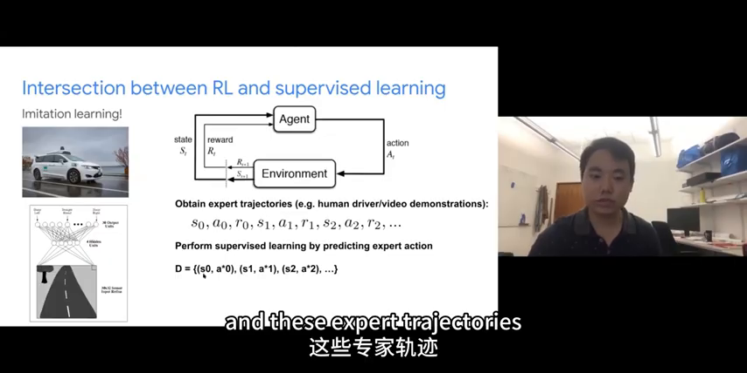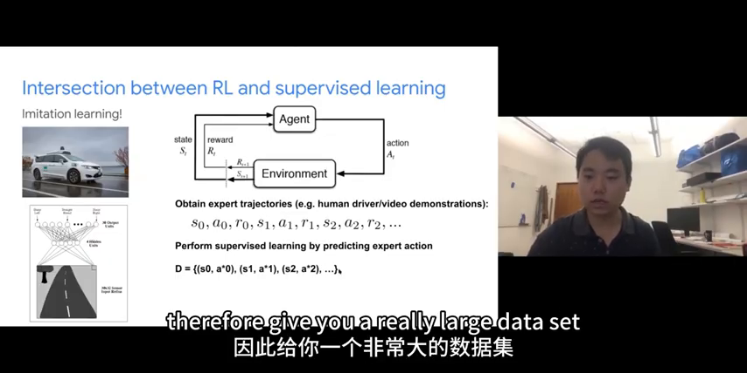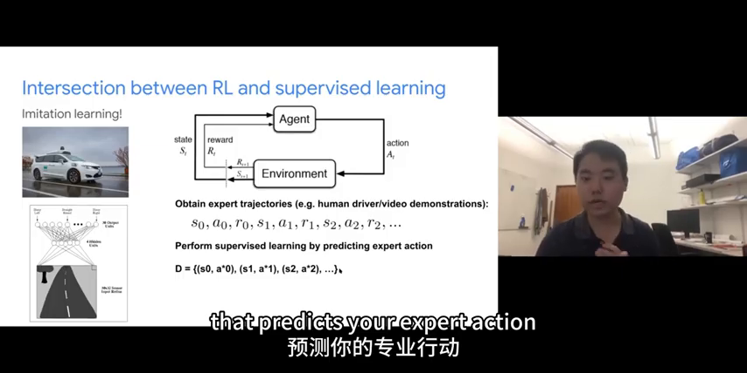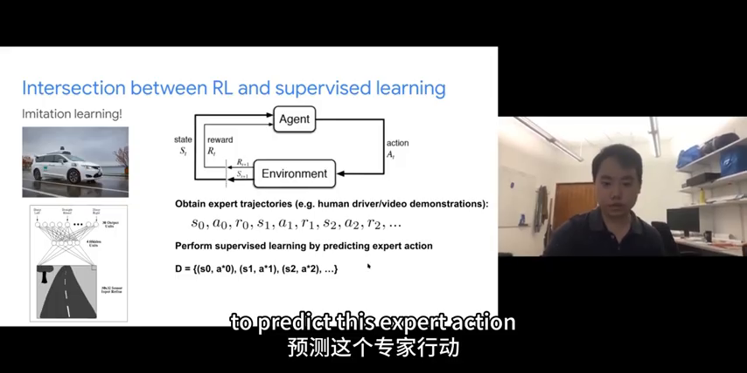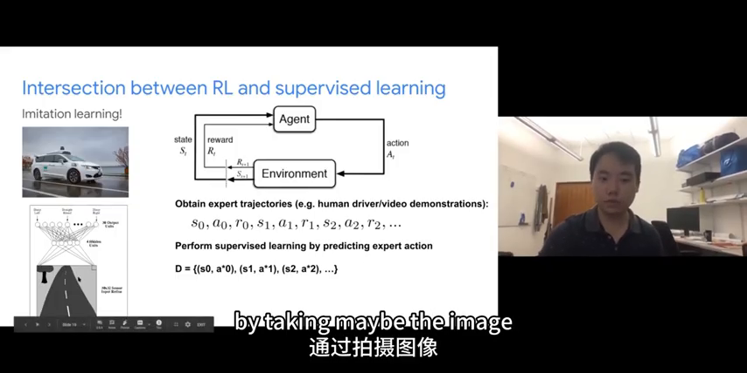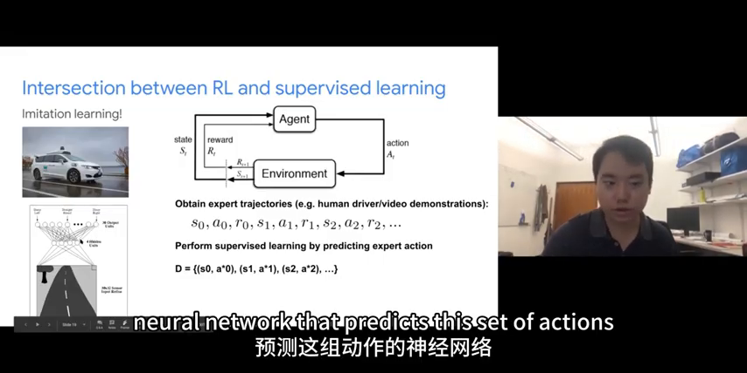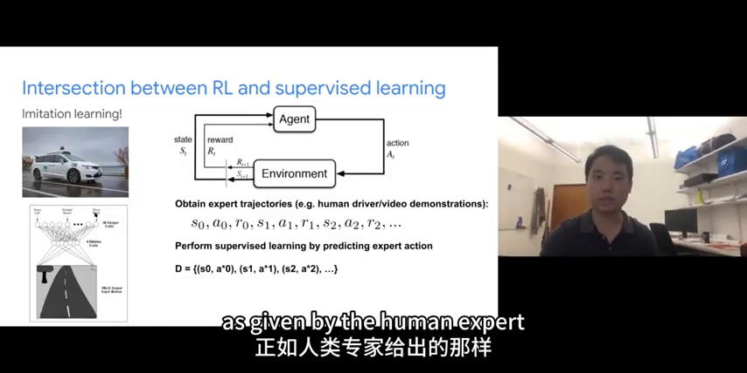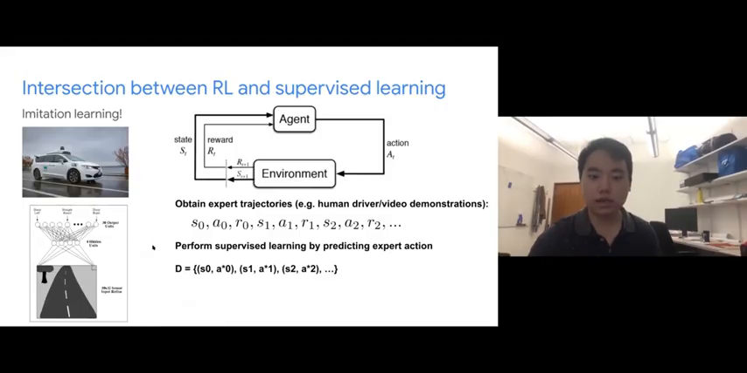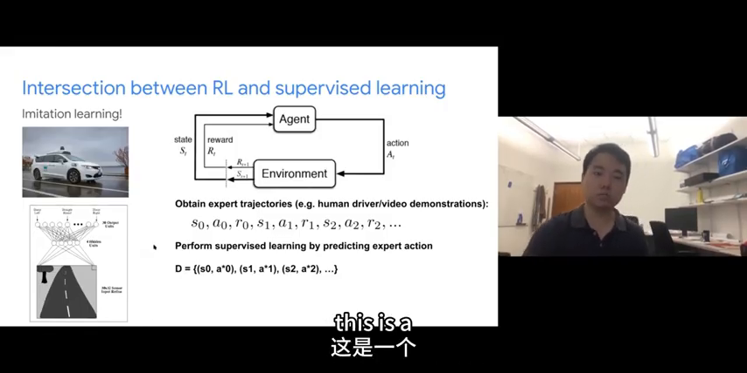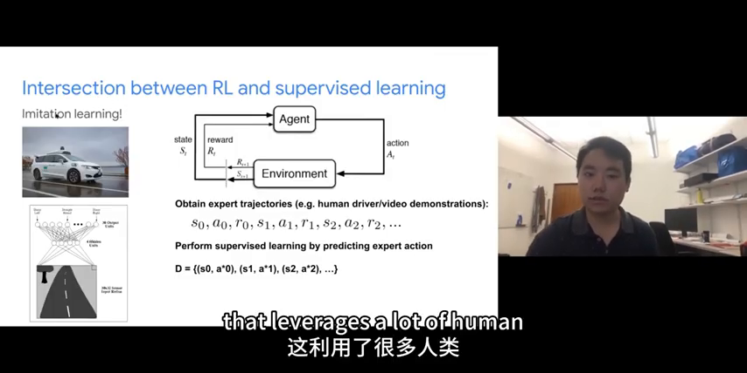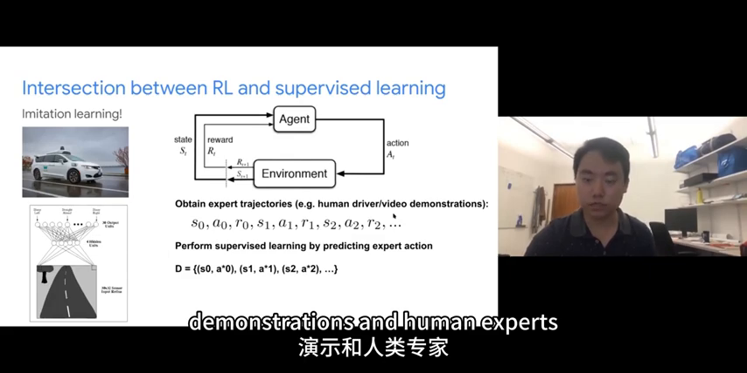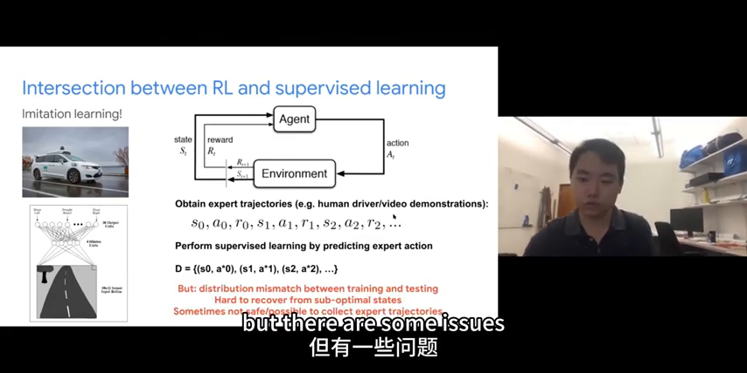And these expert trajectories therefore give you a really large data set that predicts your expert action. And you can actually train a self-driving car using supervised learning to predict this expert action, right? By taking in maybe the image and building a neural network that predicts this set of actions as given by the human expert. And this actually performs reasonably well. This is a big class of research in reinforcement learning called imitation learning that leverages a lot of human demonstrations and human experts. But there's some issues.